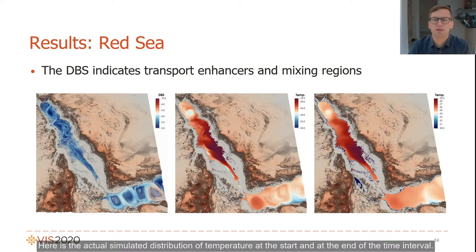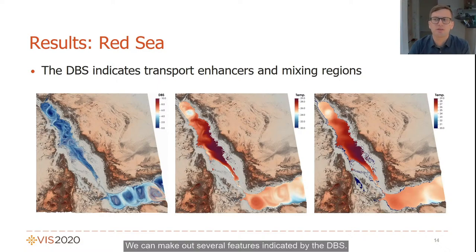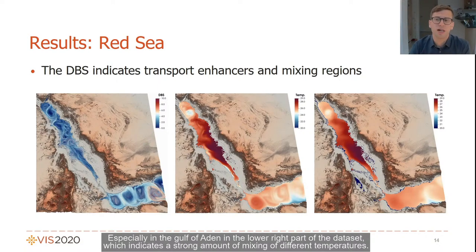Here's the actual distribution of temperature at the start and at the end of the time interval. We can make out several features indicated by the DBS, especially in the Gulf of Aden in the lower right part of the dataset, which indicates a strong amount of mixing of different temperatures.